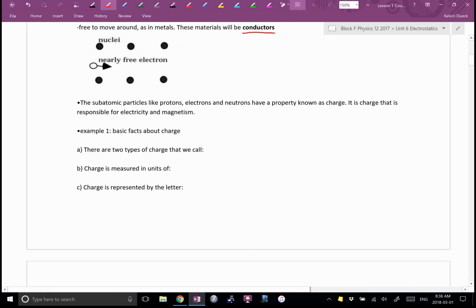The three subatomic particles, protons, neutrons, and electrons, have a property. And we've given this property a name. We call it charge. Why do we call it charge? I'll explain where that comes from in a video that you'll see later. But this thing that we call charge is responsible for all of electricity and, it turns out, all of magnetism. Electricity and magnetism are not separate forces. They are part of one big force called electromagnetism. They're two sides of the same coin.